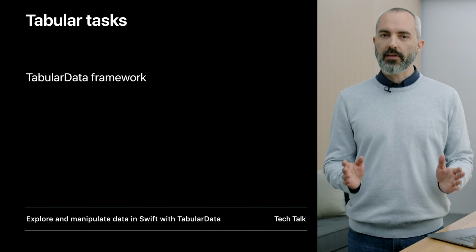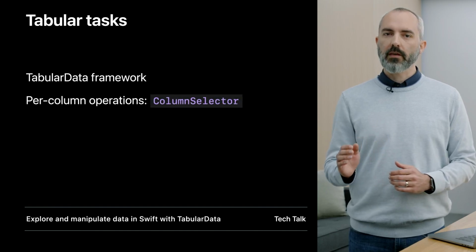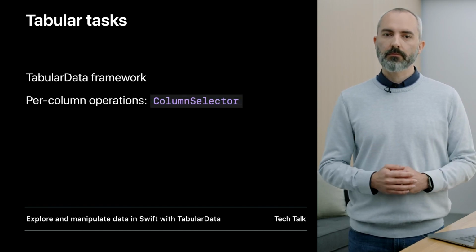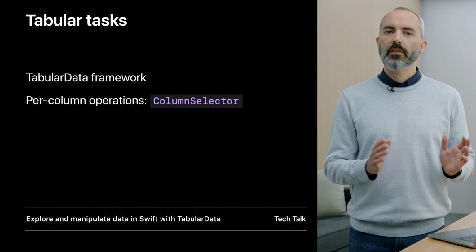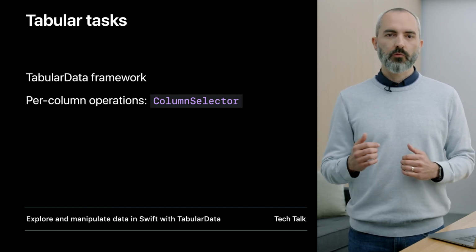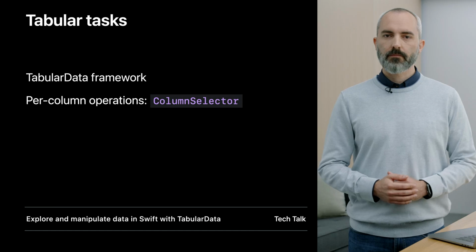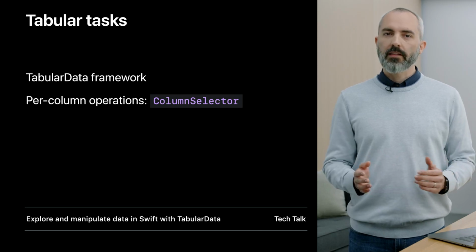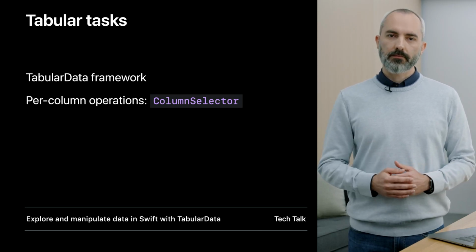When dealing with tabular data, each column of the table will have a different type of feature, and you may want to process each column differently based on what type of information it contains, the distribution, range of values, and other factors. CreateML components lets you do this using the column selector.